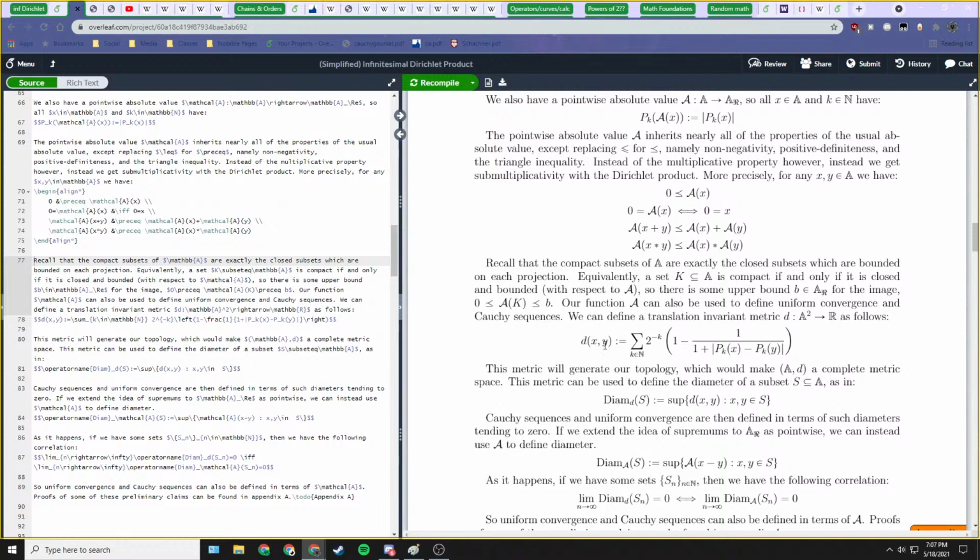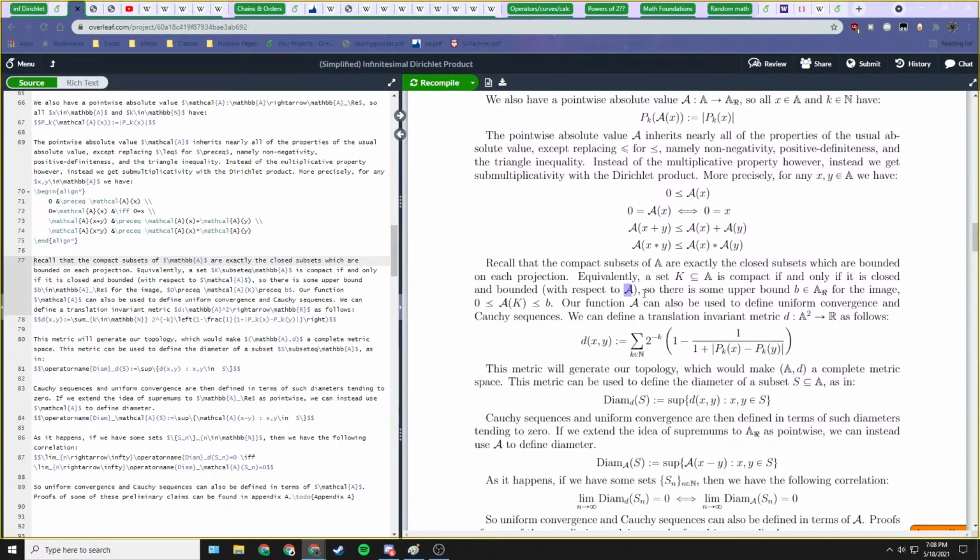In fact, every open set is unbounded. So not in terms of the metric, but on some projection. And that's because we have infinitely many dimensions, specifically because of that.